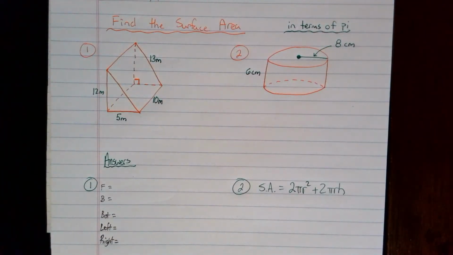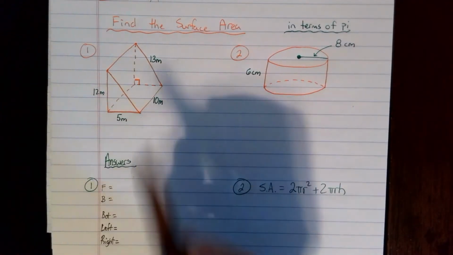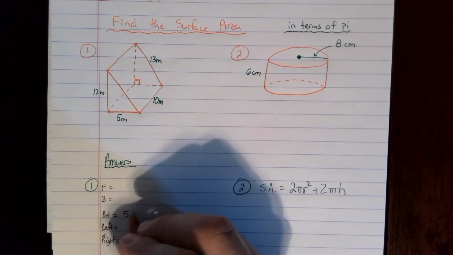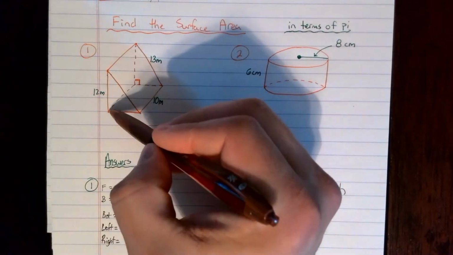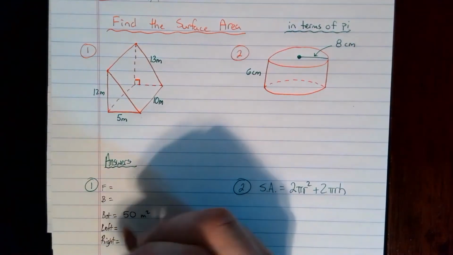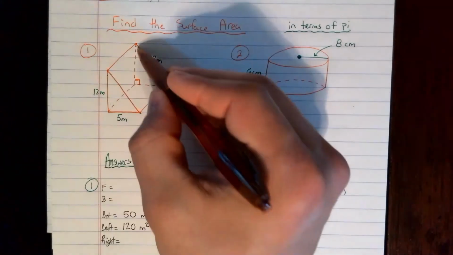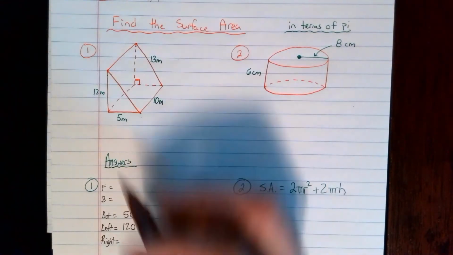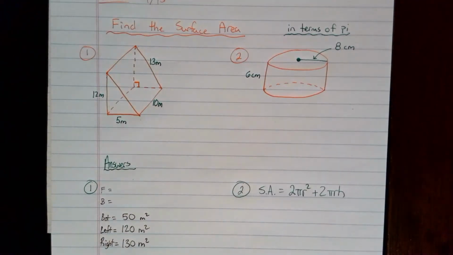I can do the rectangles first because they're the easiest. The area of this bottom rectangle is 5 by 10, so that's 50 meters squared. The left is 12 by 10, and 12 times 10 is 120. And this right diagonal one is 13 by 10, and 13 times 10 is 130. So there are the areas of all my rectangles.